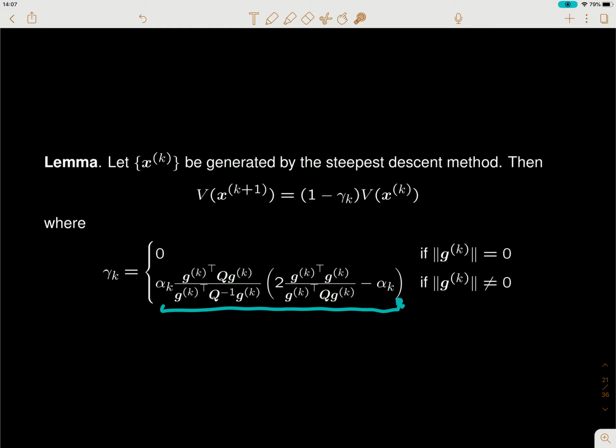And actually, there are only a few important quantities. The alpha k is the step size. Okay, we'll express what alpha k is, because we know the formula for alpha k. It's nothing but just this. But we keep this alpha k here just to give a general formulation for gamma k. And this is the inner product of gk and itself, so it's just the squared norm of gk. Okay, these two are the same.